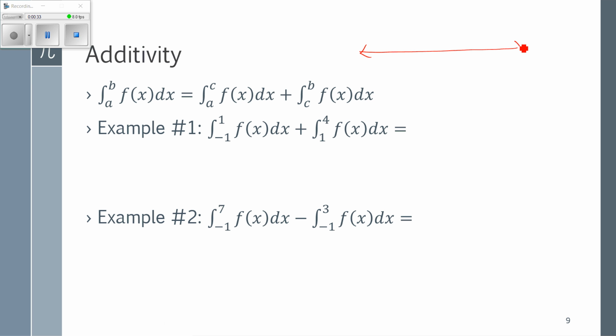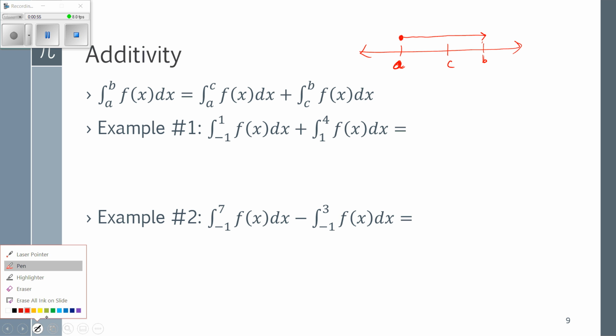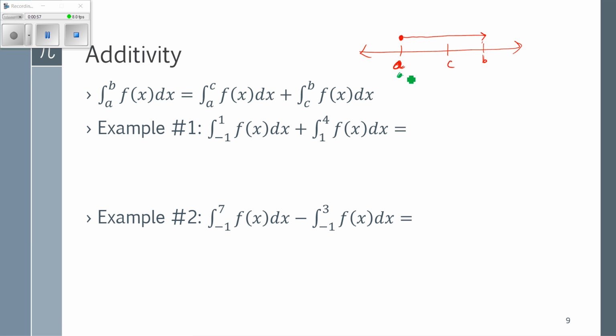So if I have a number line, I could say that I want to start at A and go all the way to B. Or I could say I want to start at A and go to C, then from C to B. And it's going to give me the exact same thing as if I go from A to B.